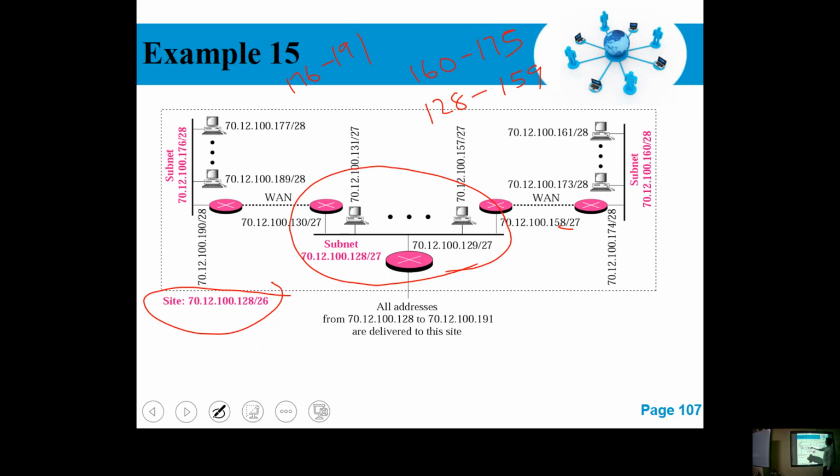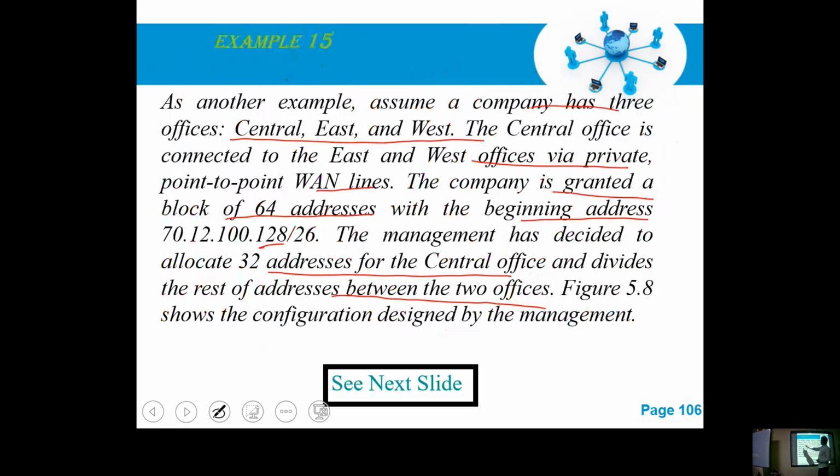Okay. Then here they are considering from 160 and all the way till 174. Okay. 175 also it will be broadcast address. So 176 they are considering as network address. Till 190 we can give to systems. 191 we will be using as broadcast address. Okay.